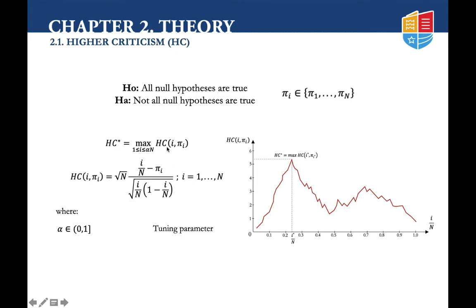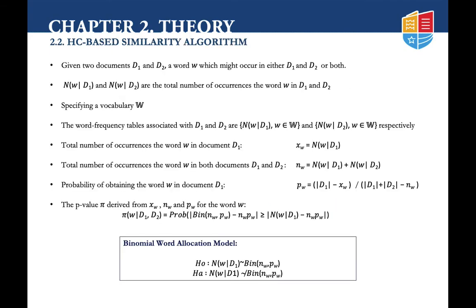This is used for various testing problems, for cosmology, for astronomy, for detecting cancer, or genetic research. In this case, the author named Kipnis, in 2020, developed the HC-based similarity algorithm, which is given two documents D1 and D2. There is a word marker in either document D1 and D2.